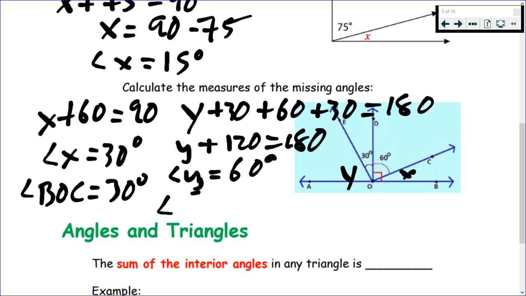Or we can say angle AOE is equal to 60 degrees.